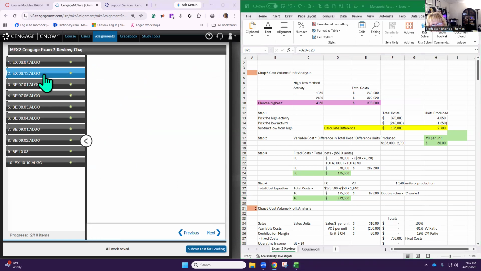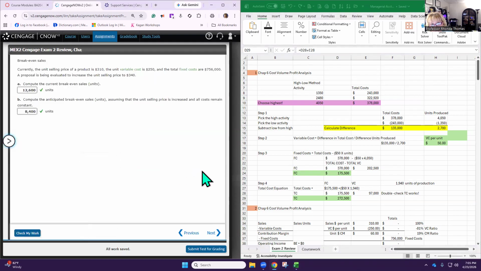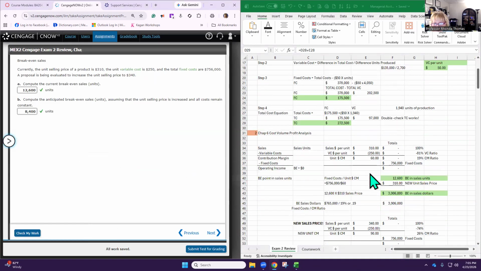Okay. All right, this next one is break even. Okay, let me see if I can refresh your memory just a minute. You need to have sales minus variable cost equals contribution margin minus fixed costs equals operating income. For break even, operating income is 0. So you need to have just enough contribution margin to cover all of the fixed costs so that your operating income is zero.